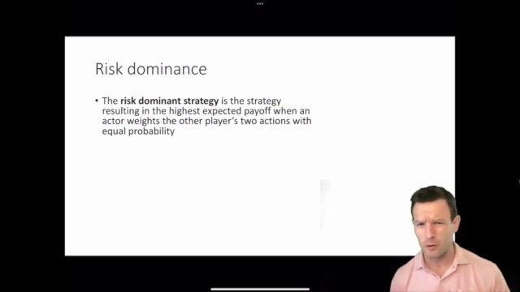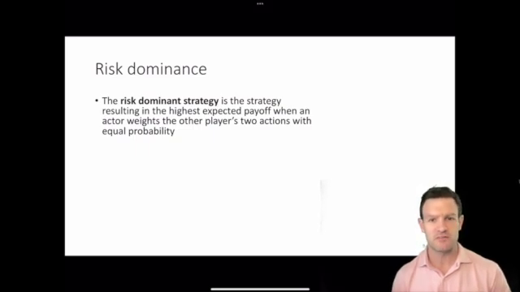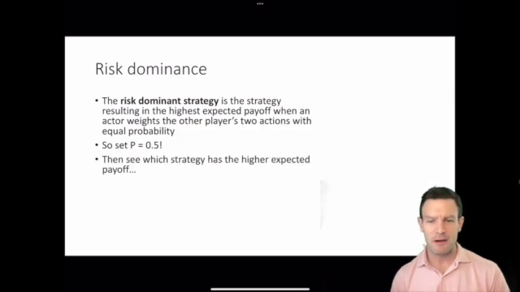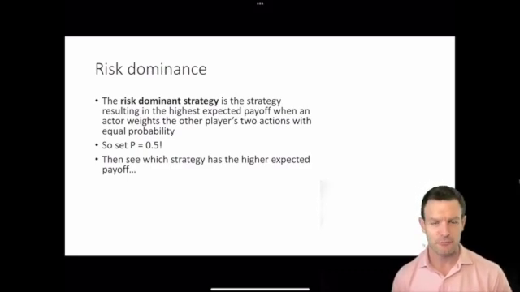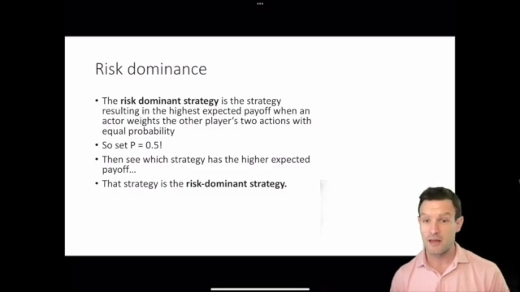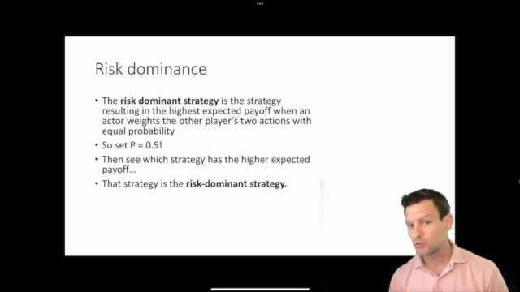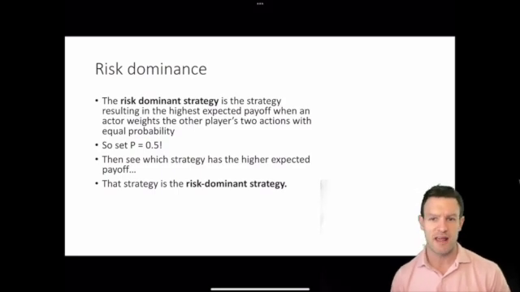So what does that whole equal probability thing mean? Well, if they have two different strategies, the equal probability is to say, let's imagine that they played them randomly among those two, and they do it in such a way that the probability of each is 50-50. So we set P equal to 0.5. Once we've set P equal to 0.5, we check which strategy produces the higher expected payoff. So that strategy will then be the risk dominant strategy. The strategy with the higher expected payoff when P equals 0.5 is the risk dominant strategy.